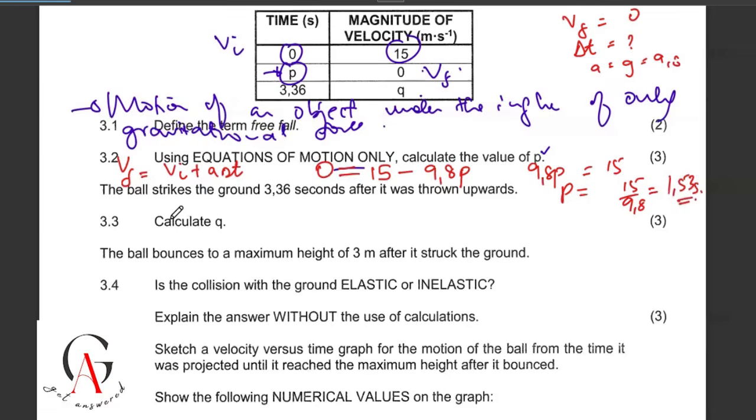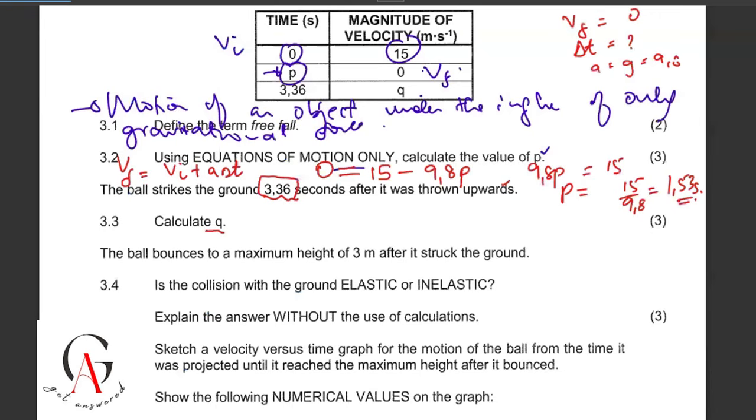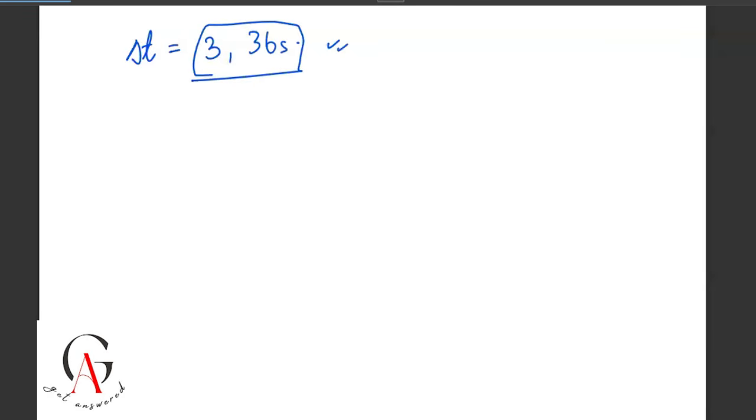All right, then calculate Q, because they're telling us that the ball strikes the ground after 3.36 seconds after it was thrown upwards. They want us to get Q. Now, what we need to identify is that the time by which it hits the ground is 3.36 seconds. So we can take the entire time from the point of projection and find what our final velocity is. Using still the same formula, V final is V initial plus a delta t.